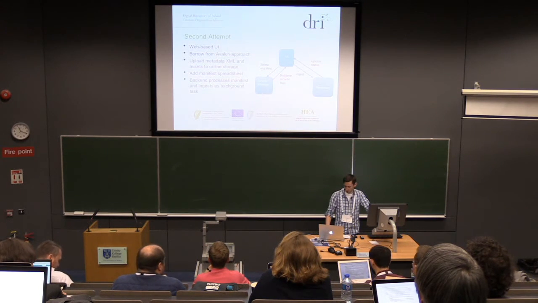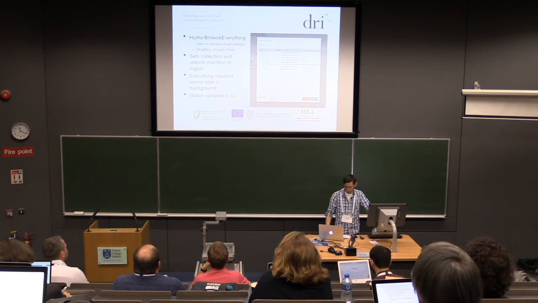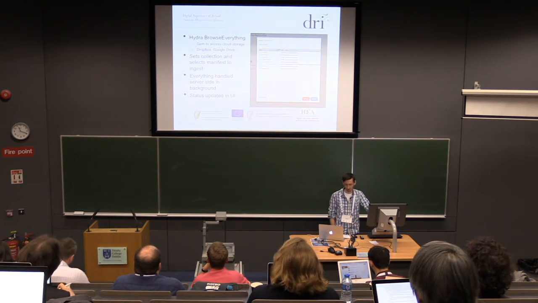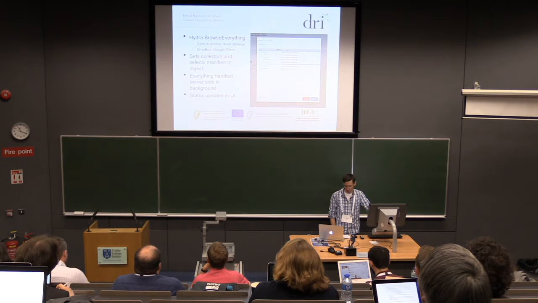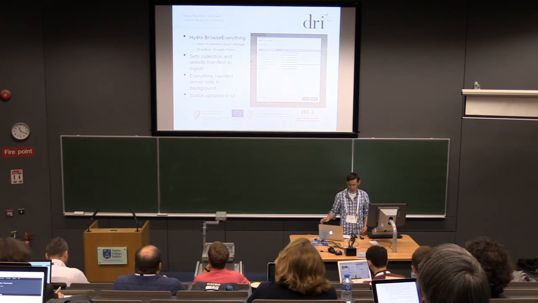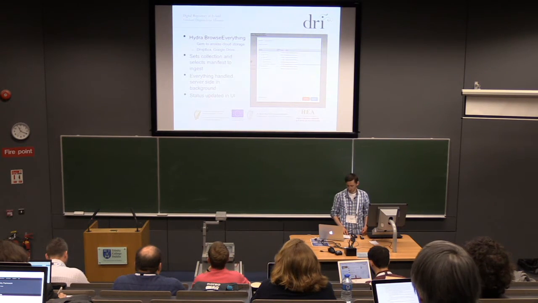So what were some of the things we used? Main thing was Hydra Browse Everything, which is a gem that allows you to browse cloud storage, things like Dropbox and Google Drive. So all the user has to do is put their files in that structure into the online storage, come along in the UI, pick the file you want to ingest to, browse to the storage, get the manifest, and hit go. And then everything is handled on the server side.